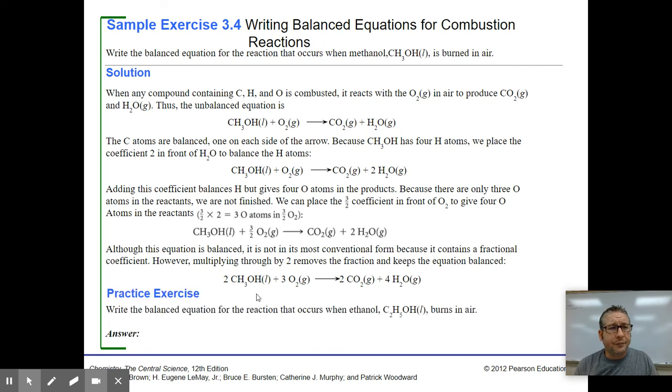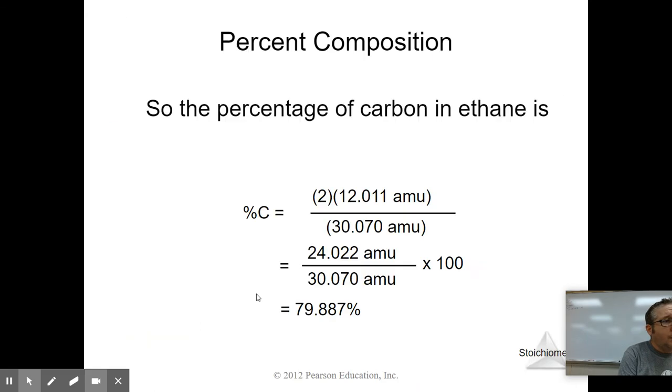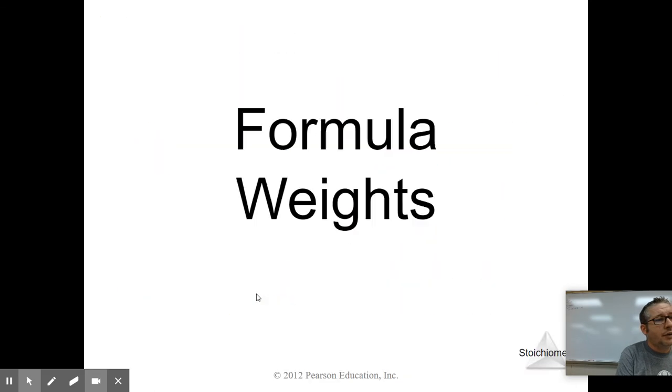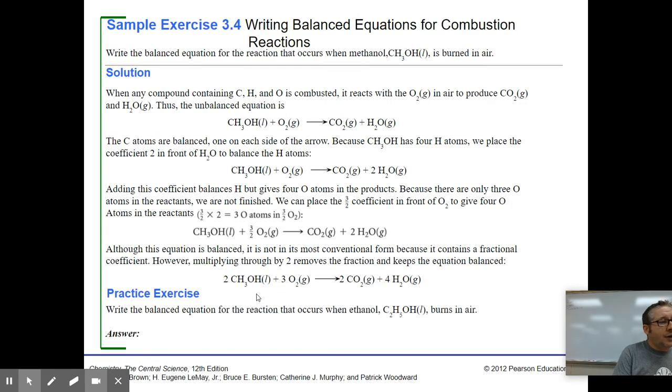All right, so we are to write the balanced equation for the reaction that occurs when ethanol, another hydrocarbon, oh no, this is stuff for later, okay? When ethanol burns in air.